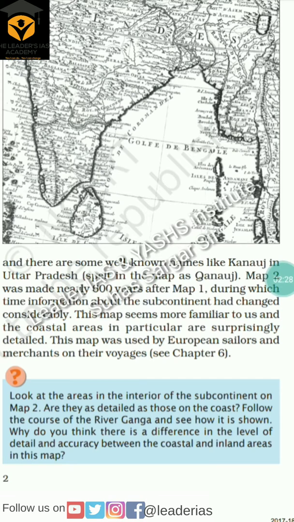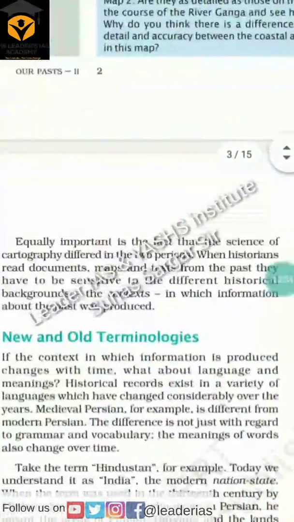Follow the course of the river Ganga and see how it is shown. Why do you think there is a difference in the level of detail and the accuracy between the coastal and inland areas in this map?